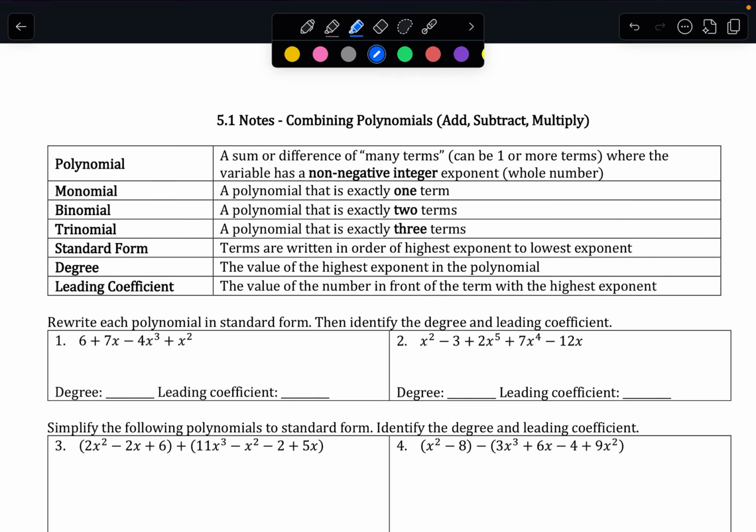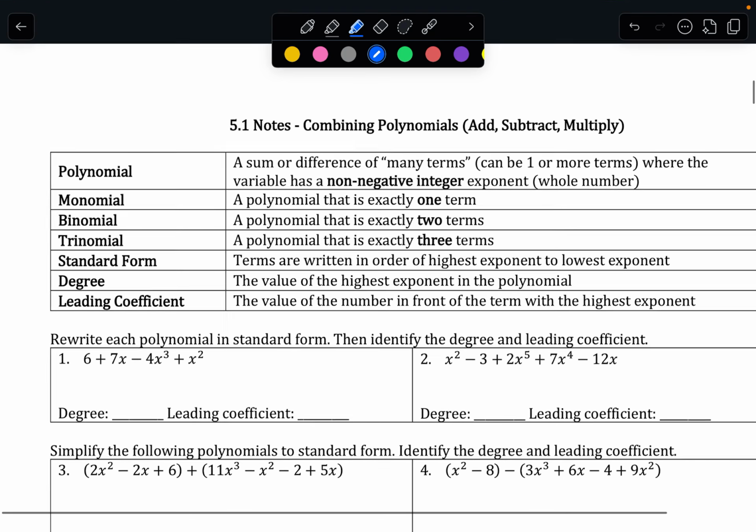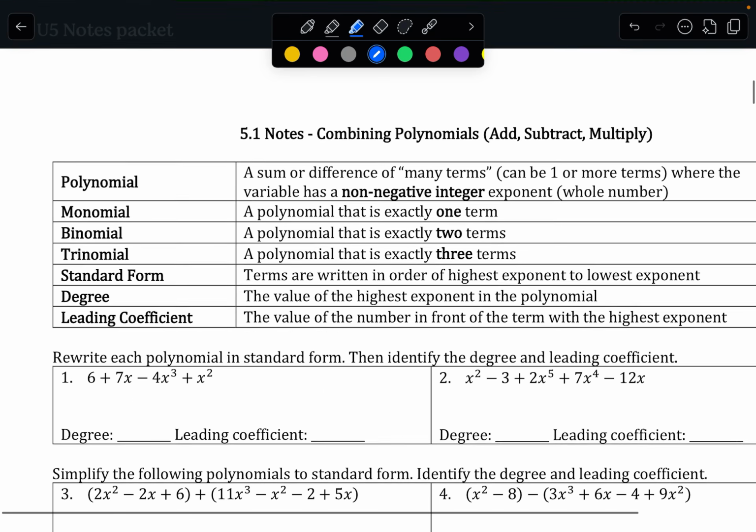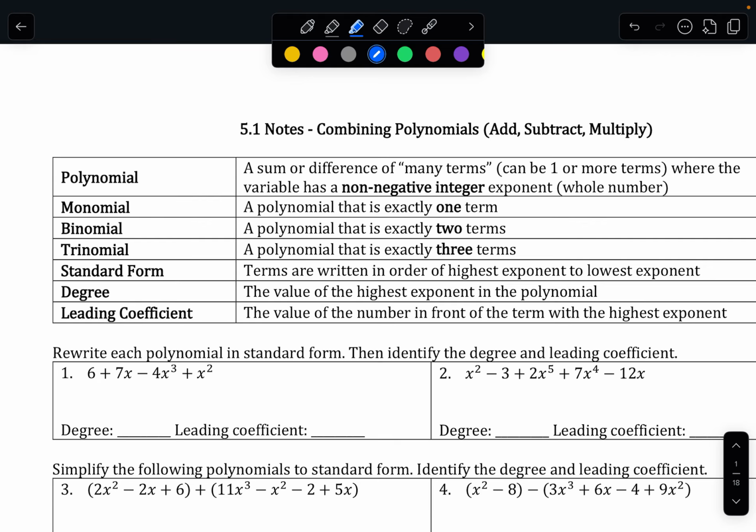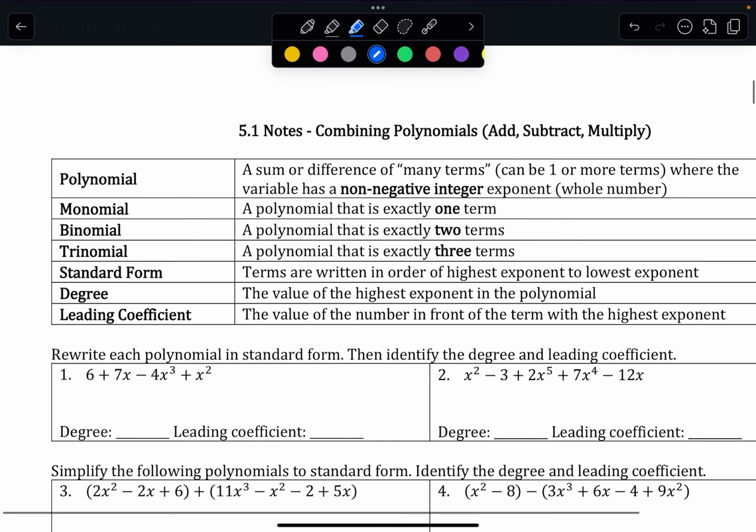All right, in this video, we are going to add, subtract, and multiply polynomials. Eventually, we'll be dividing them, but for today, just add, subtract, and multiply.